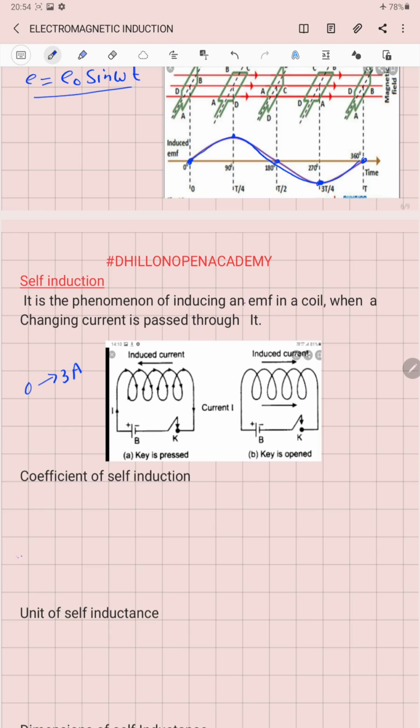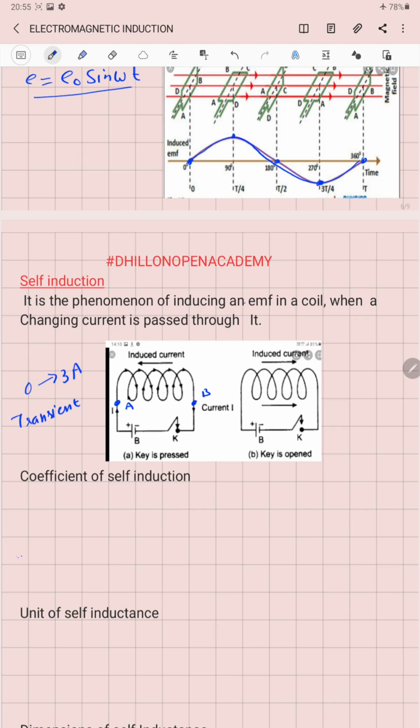During that small time in which the current rises from 0 to 3 ampere, that time is known as the transient time, and the current which is rising from 0 to 3 ampere we call the transient current, or changing current. This current, when flowing through the coil, produces a magnetic field, and due to the continuous increase of the current, the magnetic field will also be increasing. So this increasing magnetic field will induce an EMF across the two ends of the coil, A and B, due to which, because the coil is in a closed circuit, an induced current will begin to flow.